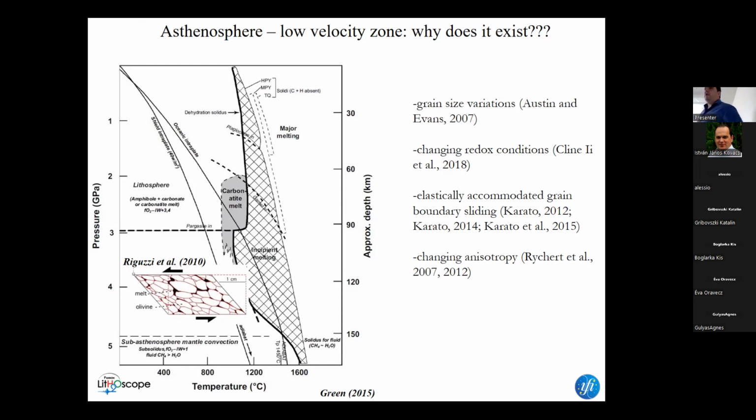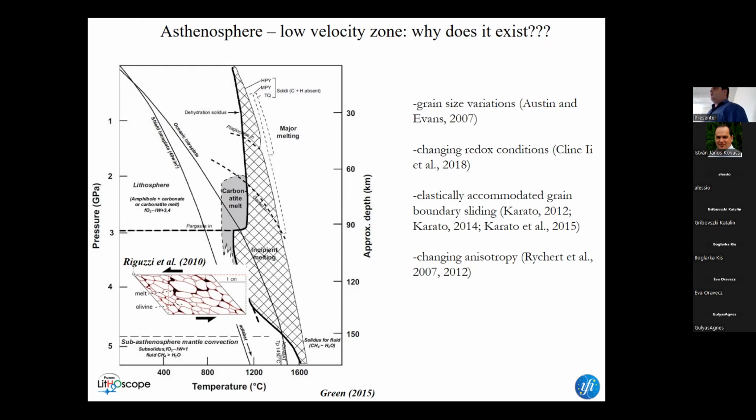Also, there is a very popular idea from MIT, Karato and his school, proposing elastically accommodated grain boundary sliding, which means that at a certain temperature and pressure, there is a weakening at the grain boundaries, and this causes the more plastic behavior of the asthenosphere. But again, you don't have to assume the presence of partial melt. And there are maybe a fifth or sixth, or I don't know, a lot of competing theories proposing that a change in anisotropy causes all the observations that we have of the asthenosphere boundary.